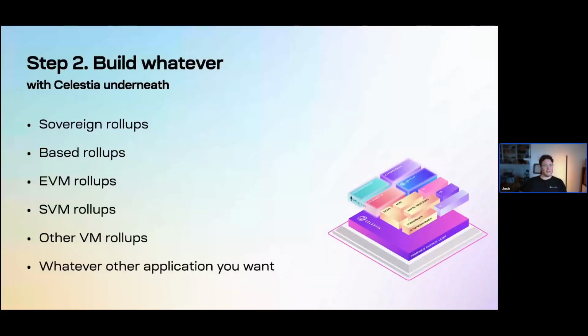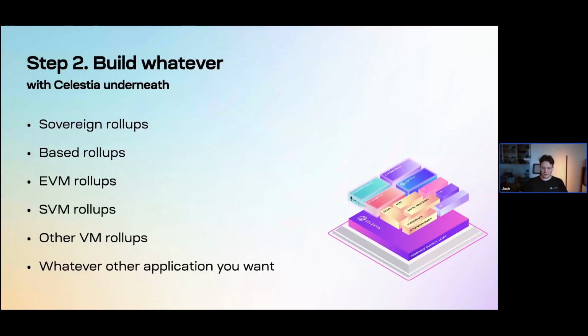So step 2 is build whatever with Celestia underneath. This can be a sovereign rollup, which wouldn't use any kind of settlement layer. This can be a based rollup, which would use the base layer like Celestia to sequence the transactions. We're going to have EVM rollups, SVM rollups. You can build with other VMs, but at the end of the day, you can build whatever you want.